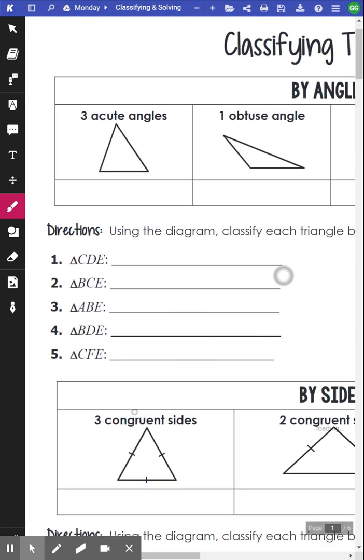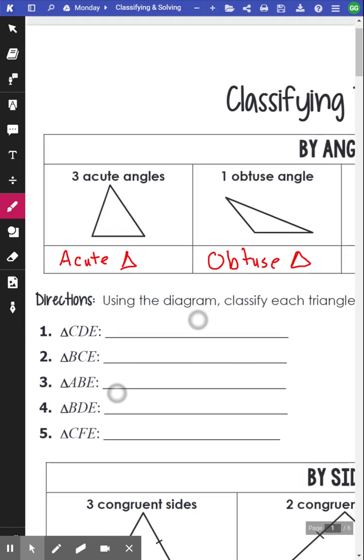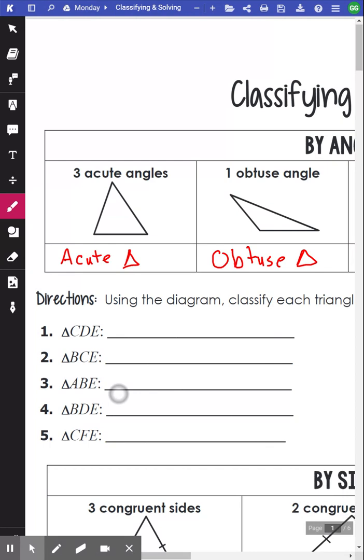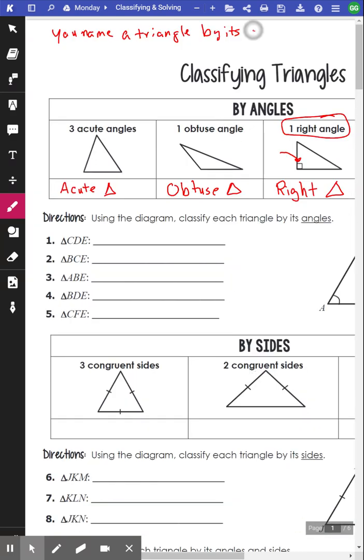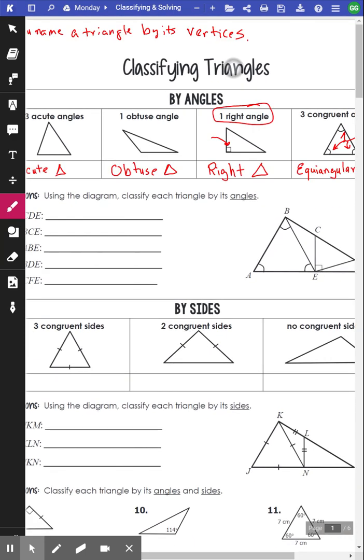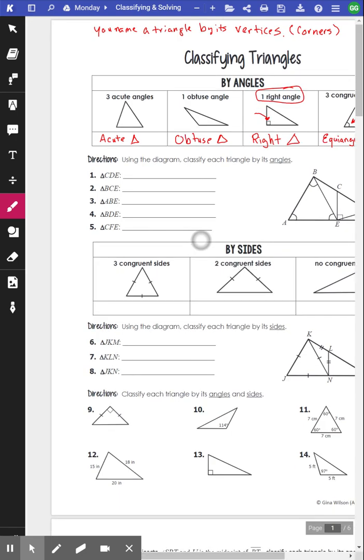I'm not sure if you ever were taught this. You should have been taught this in elementary. You being in pre-AP, I'm going to assume that somehow it was mentioned to you. You name a triangle by its vertices, or if you want the layman's terms, by the corners. So the triangles will always be named by the three corners.